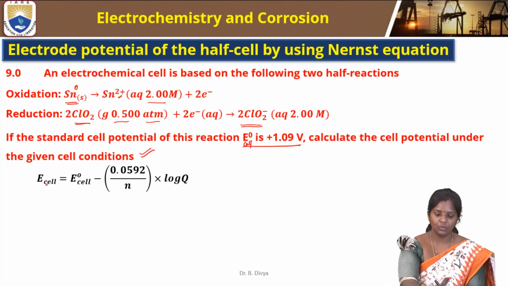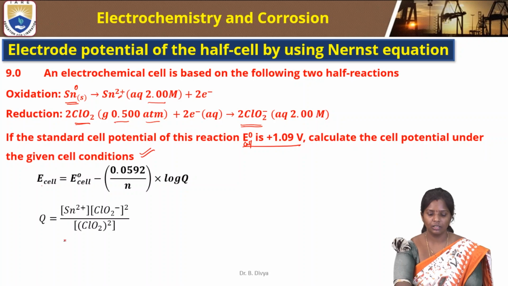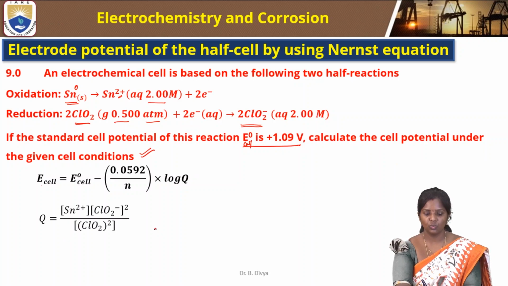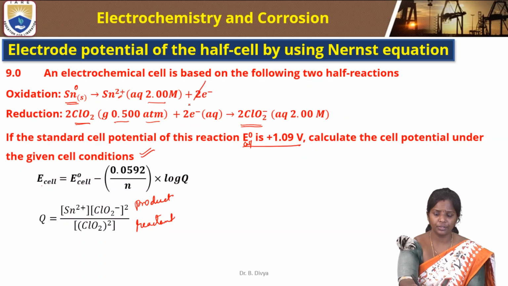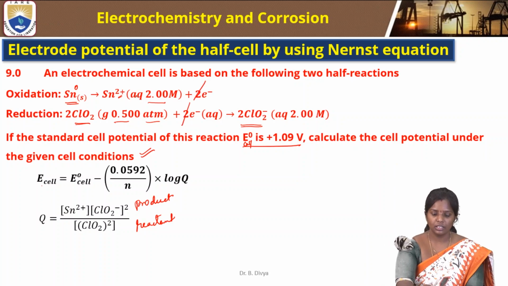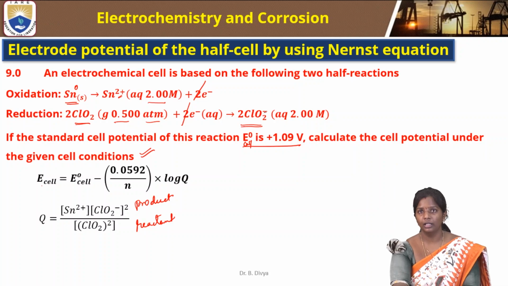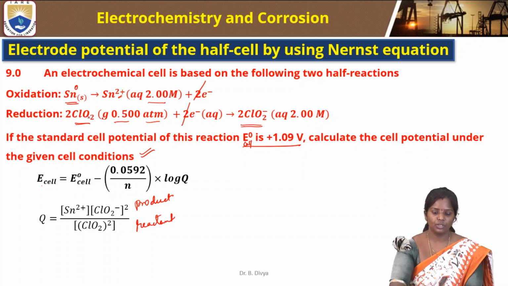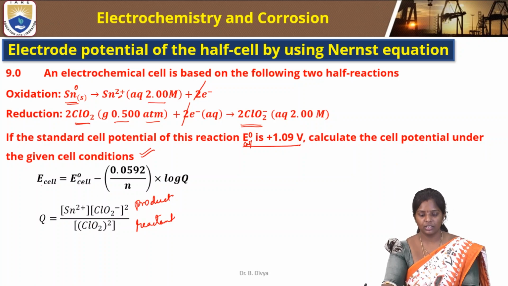So the equation is E cell is equal to E naught cell minus 0.0592 by n into log Q. Q is the reaction quotient. So here Q is nothing but product by reactant. So what is the product and what is the reactant here? If we see this reaction, 2 electrons and 2 electrons get cancelled. So the products are Sn2+ ions and 2 ClO2 minus, and the reactant is ClO2. Similarly it is substituted in the Q, wherein it is the activity of products by activity of reactant.